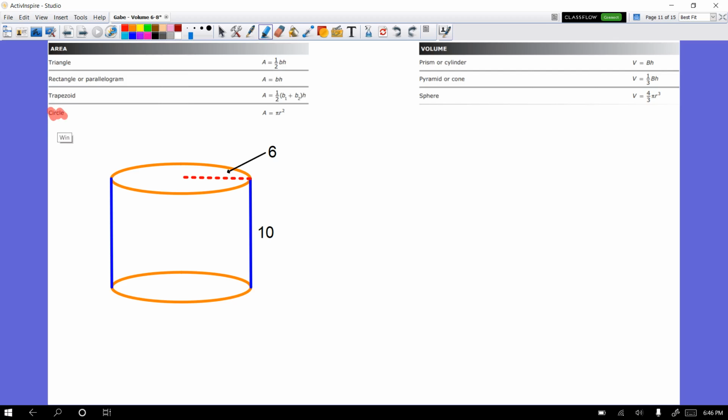Okay, so we established that we're going to talk about a circle and we're talking about a cylinder. Capital V equals capital B times H. I'm going to just take my capital B, mind my own business. I'm going to go capital B equals pi r squared.